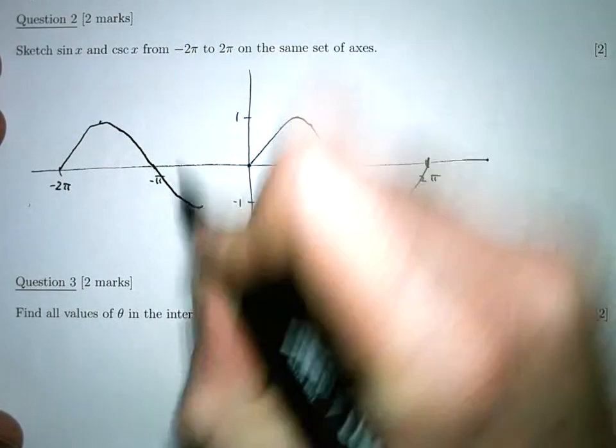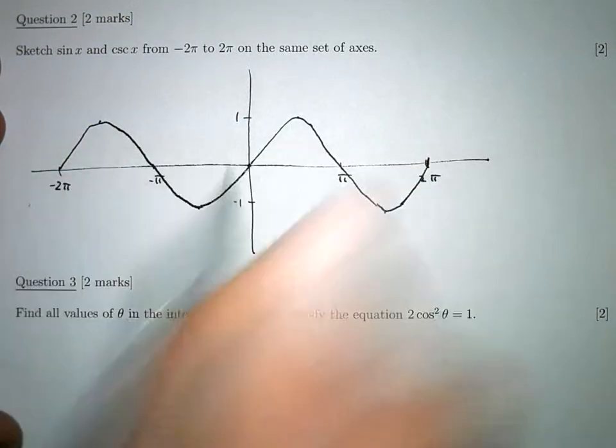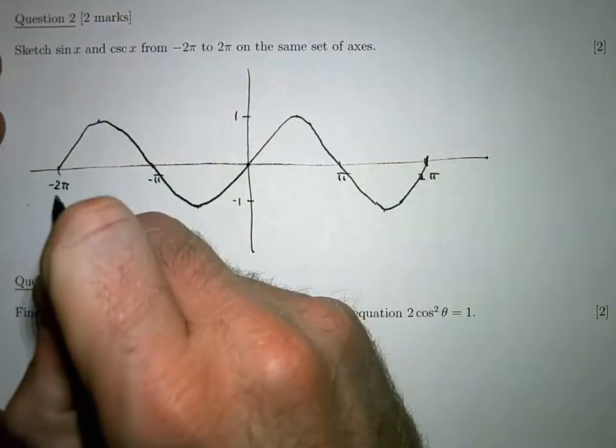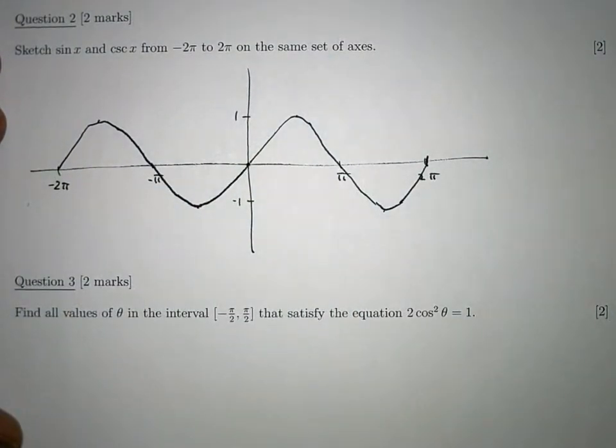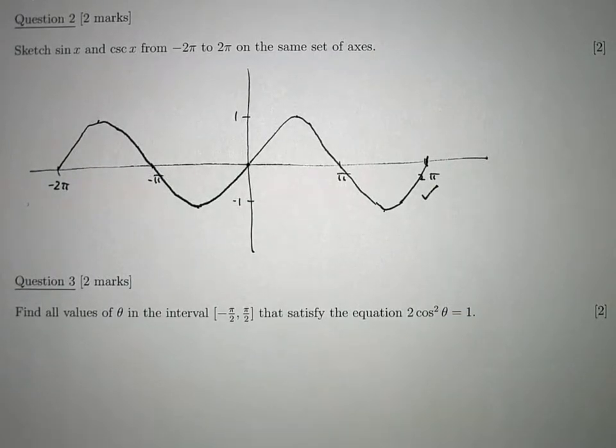Some of you gave your sines very pointy edges. It's not a point, it's a nice smooth curve. Just be careful of that. I didn't take away too many marks for that. And again, make sure that it stops at minus 2 pi over here. Okay, so that was an easy mark for sine of x.